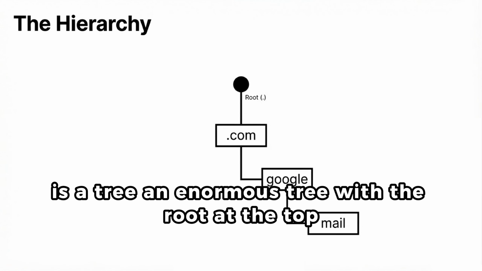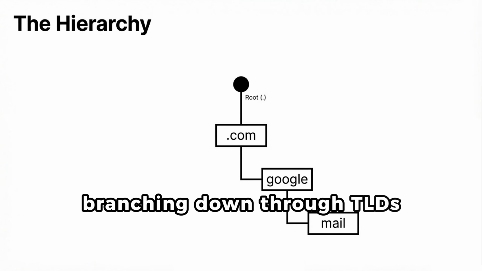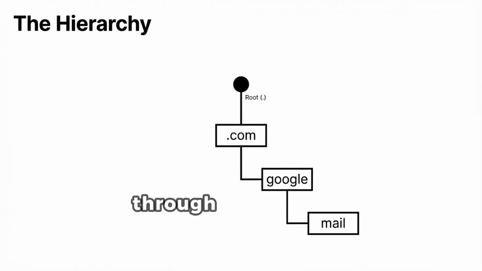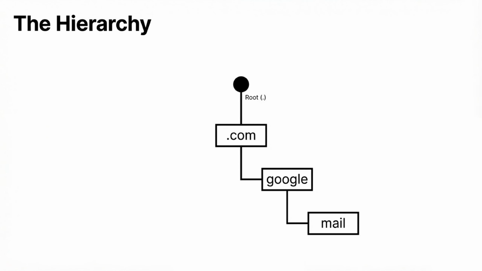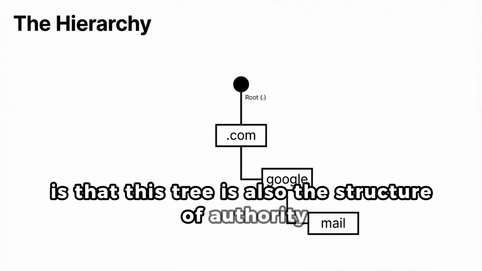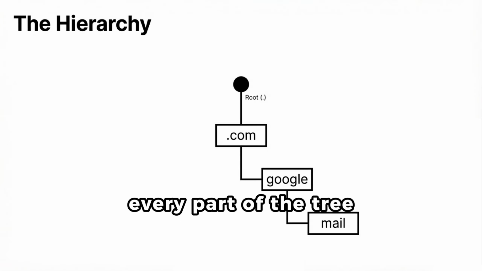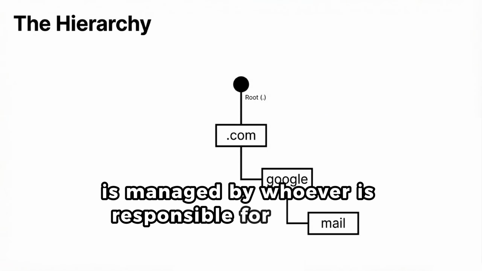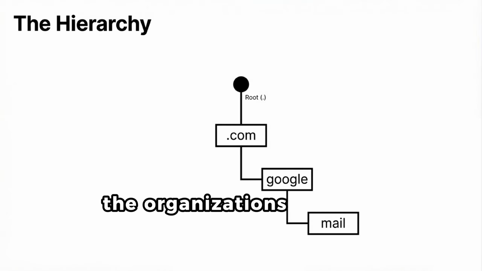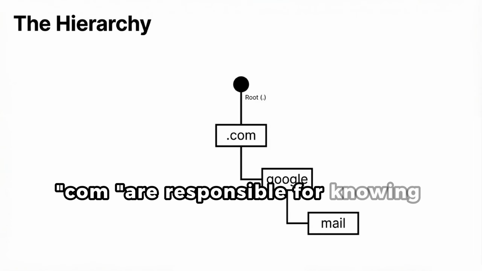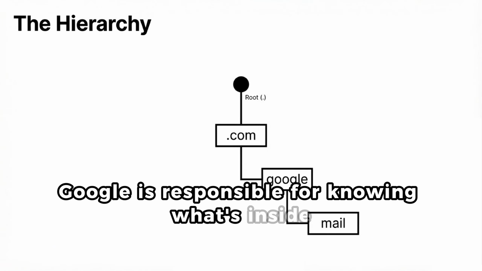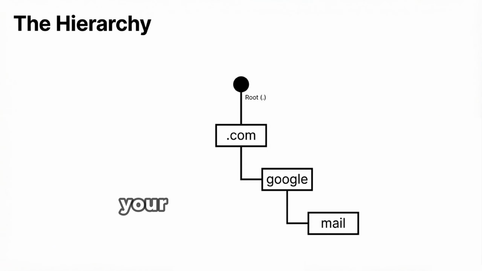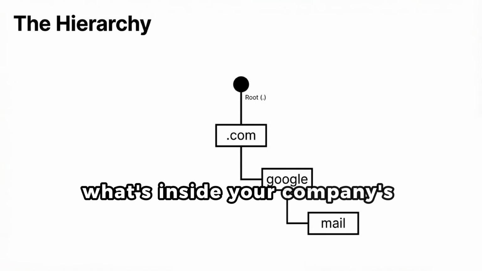at the top, branching down through TLDs, through second-level domains, through subdomains, down to individual host names at the leaves. And the genius of DNS is that this tree is also the structure of authority. Every part of the tree is managed by whoever is responsible for that part. The organizations that run com are responsible for knowing what's inside com. Google is responsible for knowing what's inside google.com. Your company controls what's inside your company's domain.